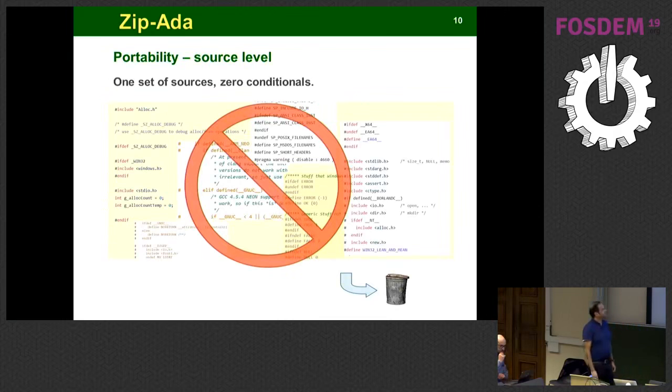So for portability, you have just one set of sources. You don't have magic with conditionals and ifdefs and these kinds of things. Especially in compression software, usually you see kilometers of ifdef, define, include, blah, blah. So that's not there.